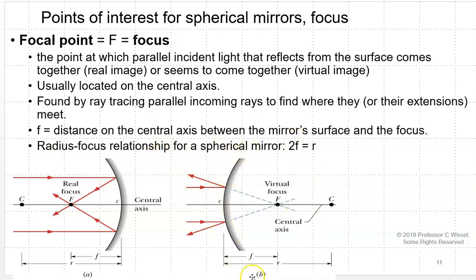For a convex mirror, we have to use extensions. We have the parallel light rays coming in, and we use angle of incidence equals angle of reflection around a normal that's perpendicular to the surface at this point. Then we ray trace, or draw extensions back, from this reflected ray and from that one. Where they intersect gives us the focal length of the mirror. And of course, this one would be negative, and so would R.